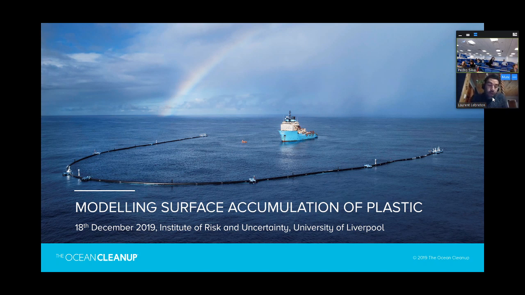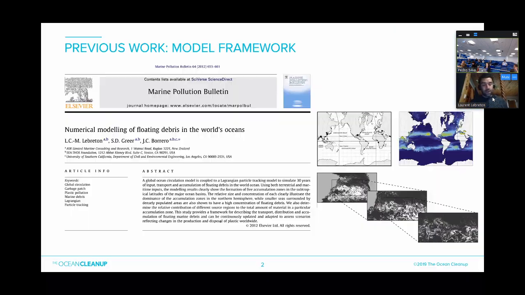So, I understood that you were mostly interested in understanding our modeling and what's behind our provisions and our plans of cleanup, and how do we quantify plastic and how do we estimate plastic. So I tried to prepare something around those lines, basically going back all the way to 2012 when I really started to work on the subject.